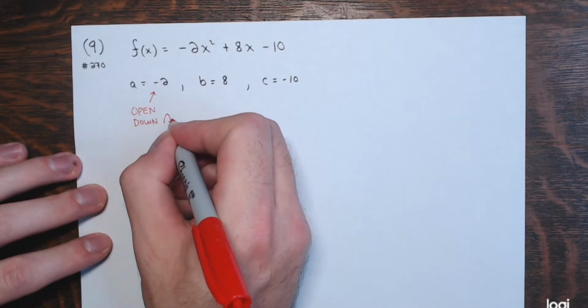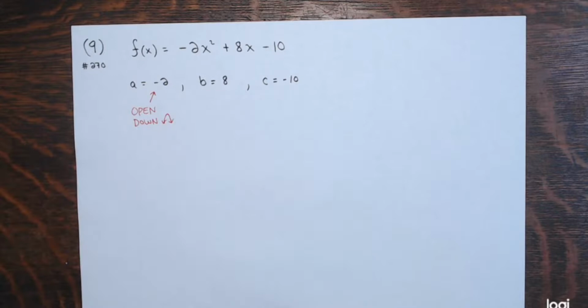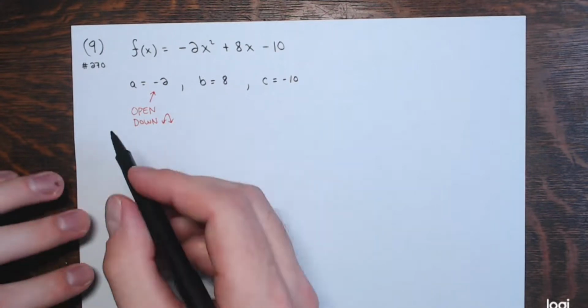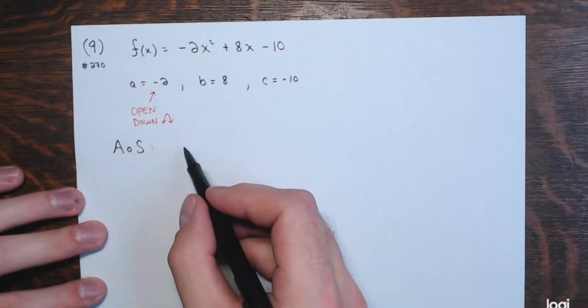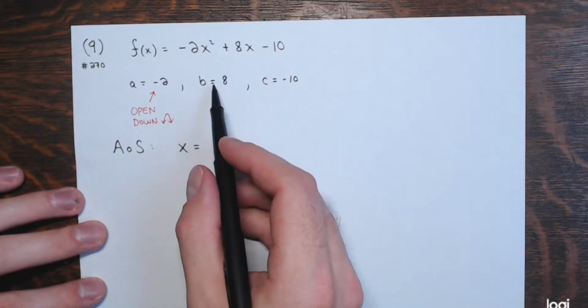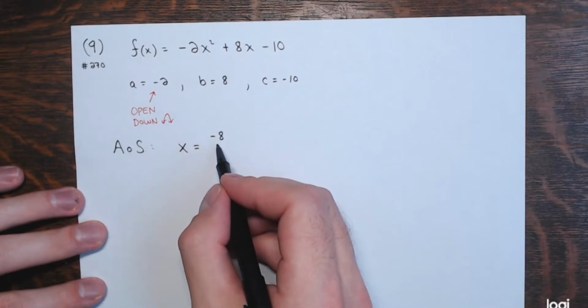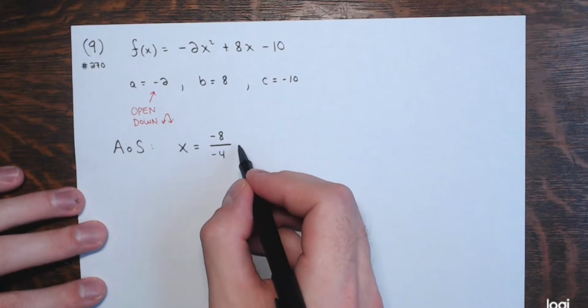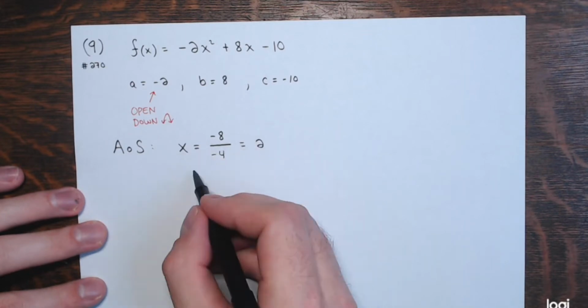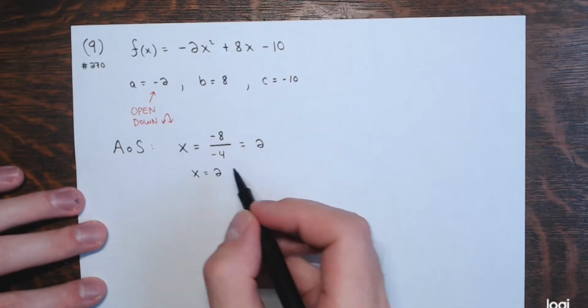Right, so the vertex will be the highest point on the graph. Next, the axis of symmetry. X equals the opposite of b, -8, divided by 2a. 2 times a is -4. And this is +2. Right, so x equals +2.